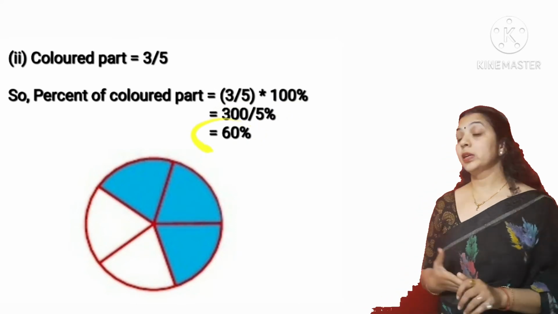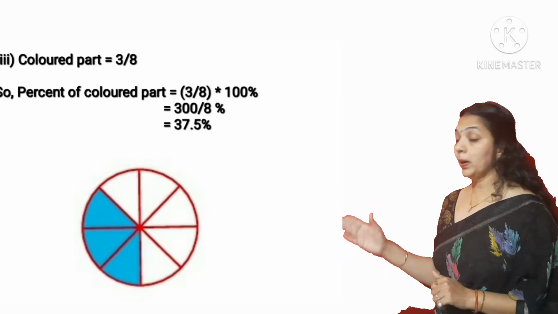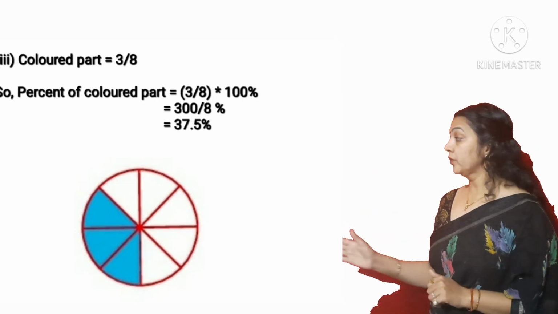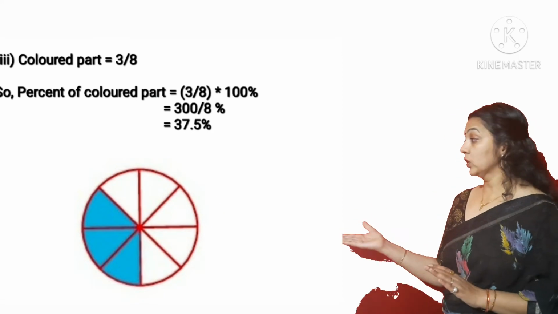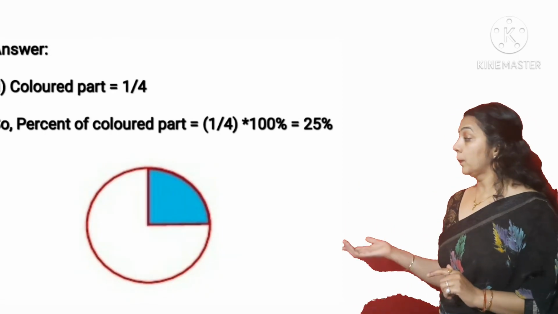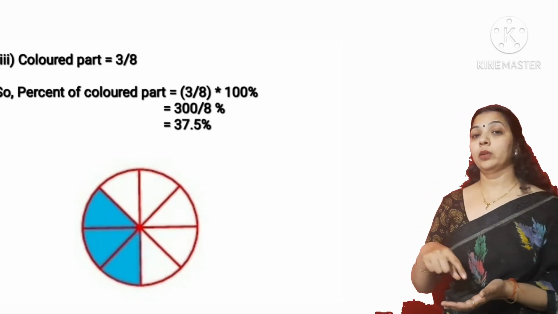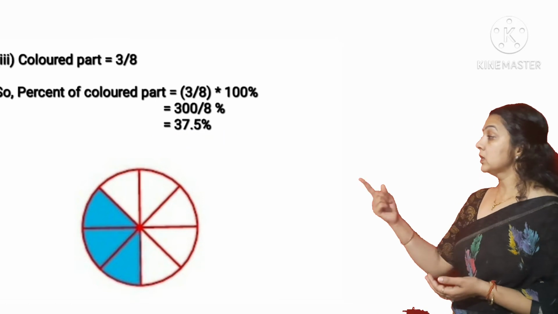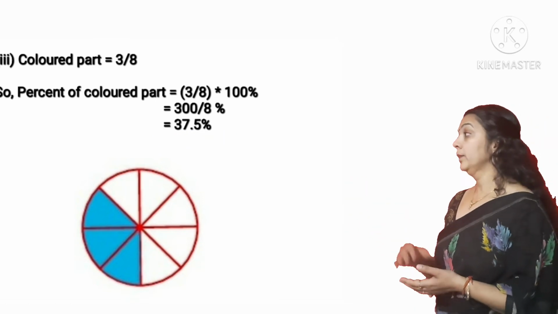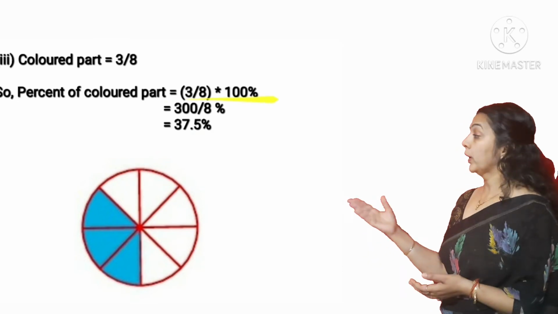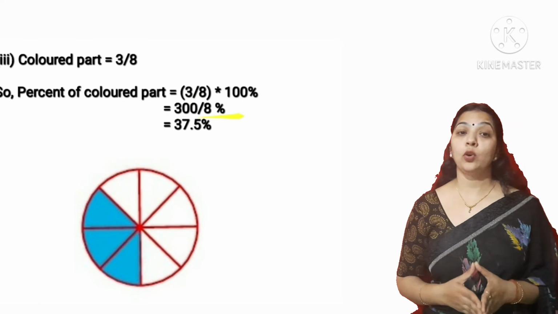In this figure, you can see that the whole circle is divided into 8 equal parts, and out of these 8 equal parts, 3 parts are shaded. So in fraction, we could write it as 3 upon 8. Now we have to convert this 3 upon 8 into percentage. To convert this, we will multiply this by 100 and it would result in 37.5%. Now the next question, question number 4, what we have to do?